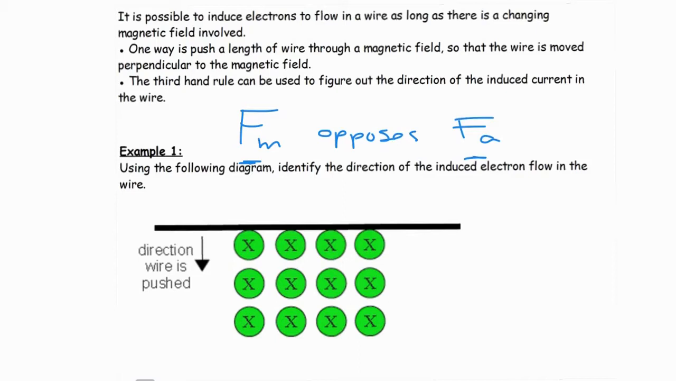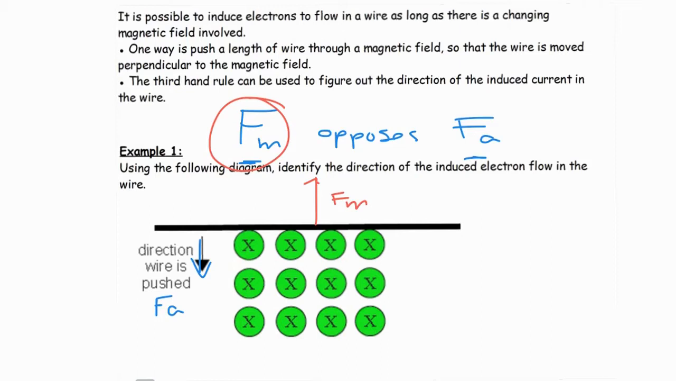So in this example here, the wire is pushed down, right? That's the applied force. The applied force is down. Now the guiding principle is that Fm opposes the applied force. So if the wire is pushed down, Fm is up.